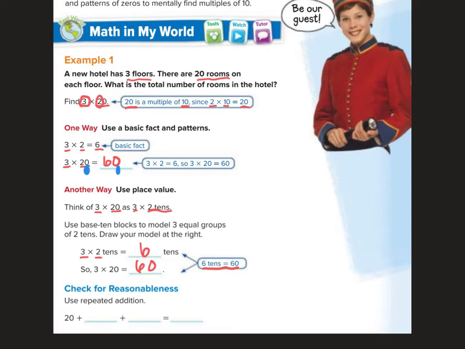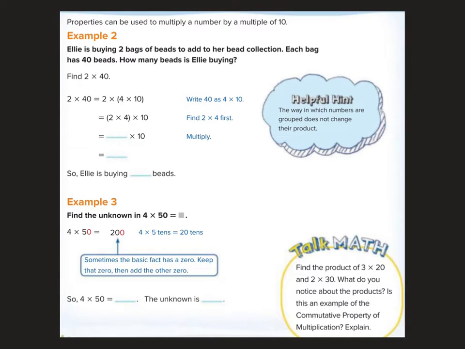So let's just do some more practicing here. We can always check for reasonableness using repeated addition. So if I do 20 plus 20 plus 20, we'd get 20, 40, 60, right? Or I could write it out, 20 plus 20 plus 20, 2, 4, 6, 60. Okay, let's just do some more examples here. Properties can be used to multiply a number by a multiple of 10.